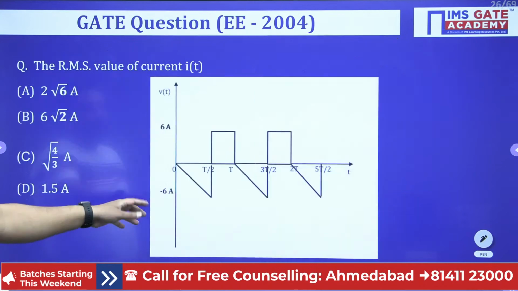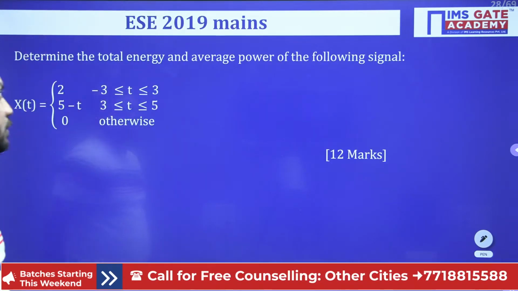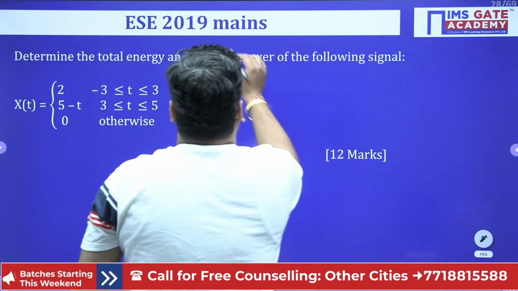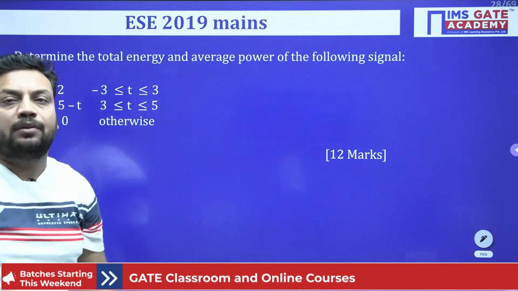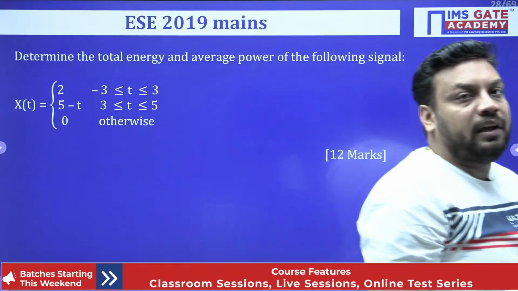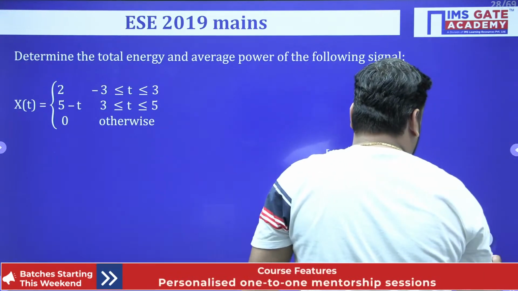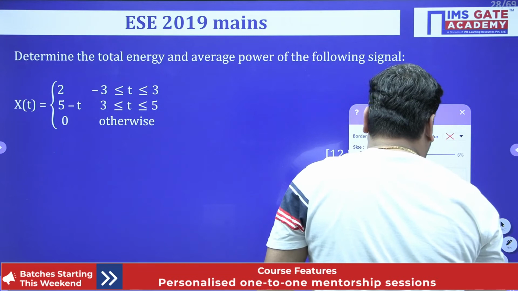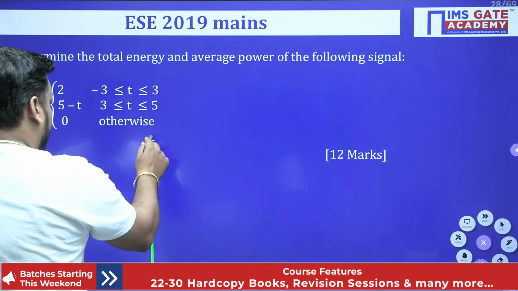Now I am going to the next question. I think we have already completed this one. Now this is the question, and it is an engineering services mains question, 12 marks. Mains means a conventional question, not an objective question. You can solve this conventional question if you are able to make a curve from this. How many of you made the curve? Just try to make a curve.